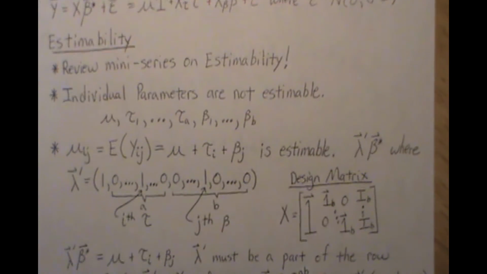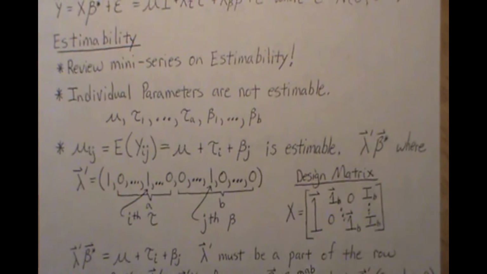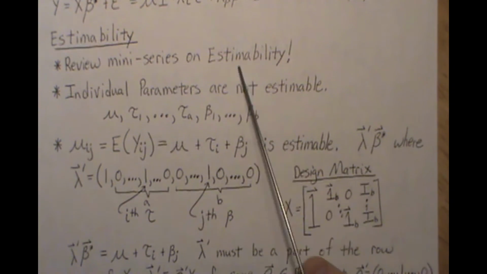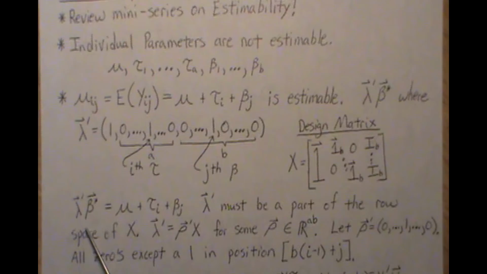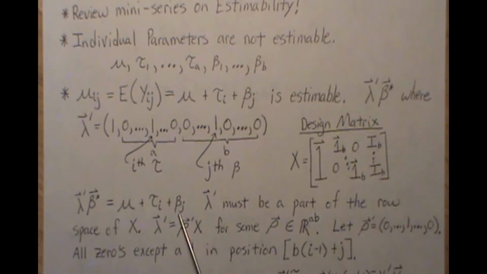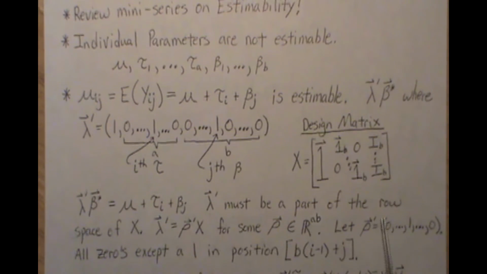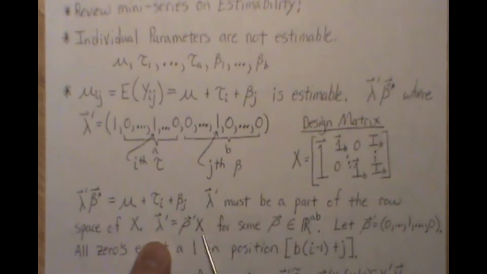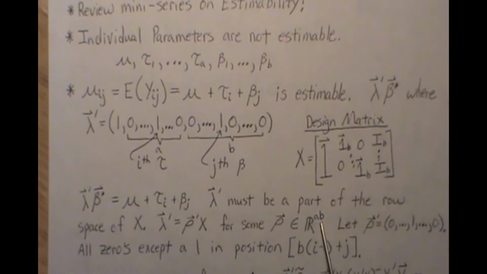The least squares estimate, there's an infinite number of those. But somehow we take a linear combination of non-unique estimates and they become unique. Anyway, that's why I find this little mini series so fascinating. So lambda prime beta is what we want to estimate. So lambda must be a part of the row space of X, which means lambda prime can be represented as rho prime X. This is a linear combination of the rows of X.